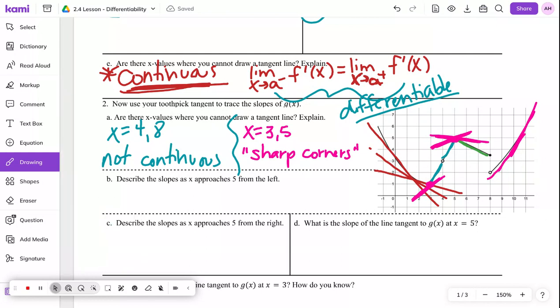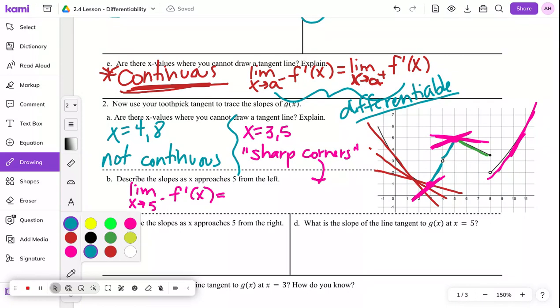Okay, and so when I find the slope as x approaches 5 from the left, 5 is one of these sharp corners. So notation, I'm going to say the limit as x approaches 5 from the left of f prime. I want to know what the slopes are coming in from the left side of 5. Coming in from the left side of 5, this is a slope of 2. It's a line, so it's a consistent slope of 2.